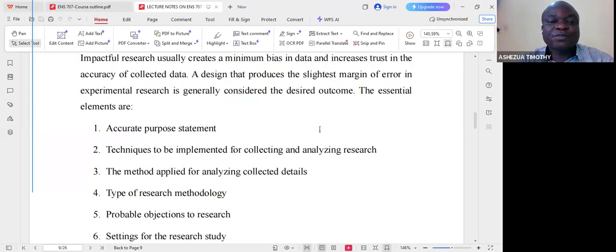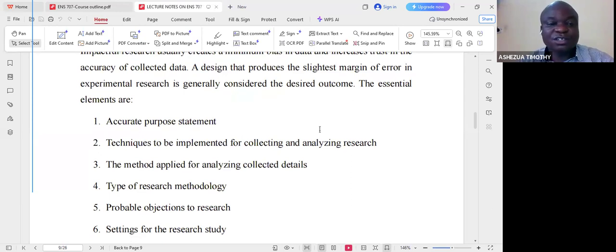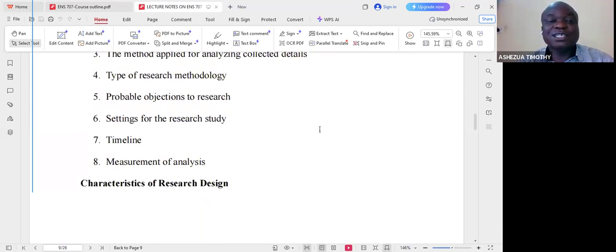For the type of research methodology, important. Five, probable objections to research. Very important. Settings for the research study. Very, very important. The timeline you are conducting the research should be specified. It should not just be endless. Your research should start from this time and end at this time.